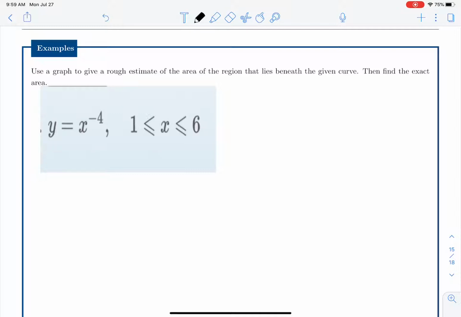So we want to find a rough estimate of the area of the region that lies beneath the given curve, which is y equal to x raised to minus 4, and then we have to find the exact area.